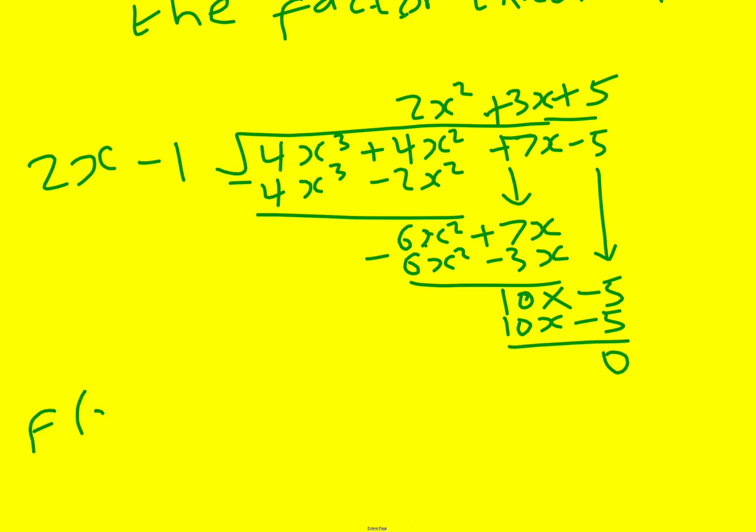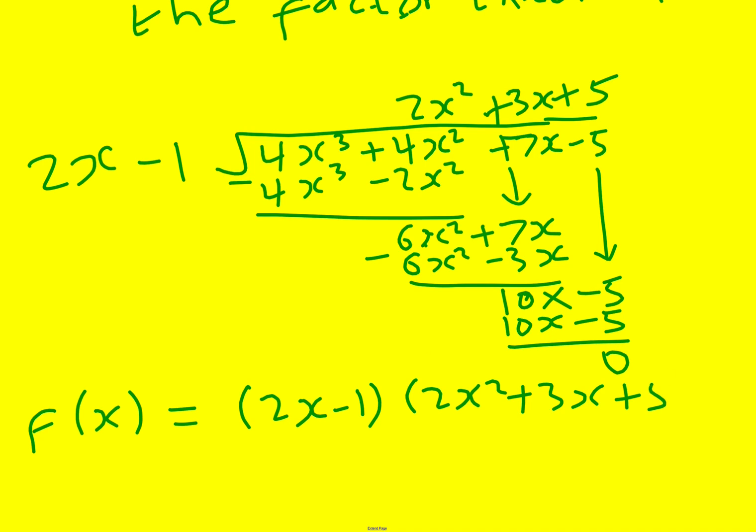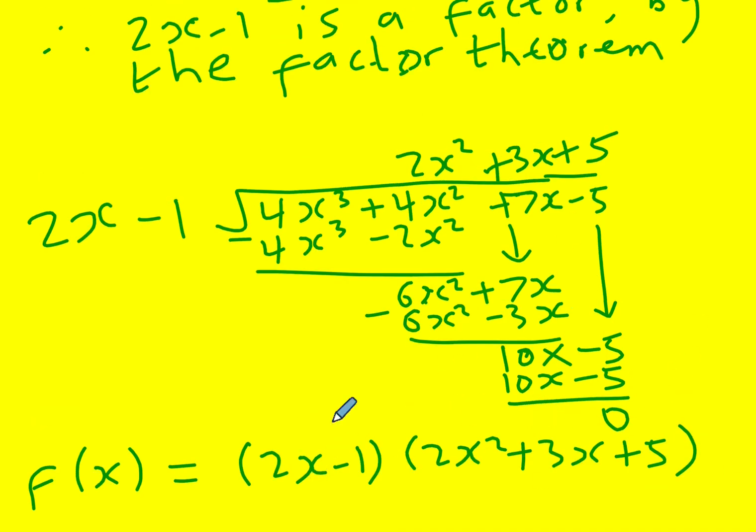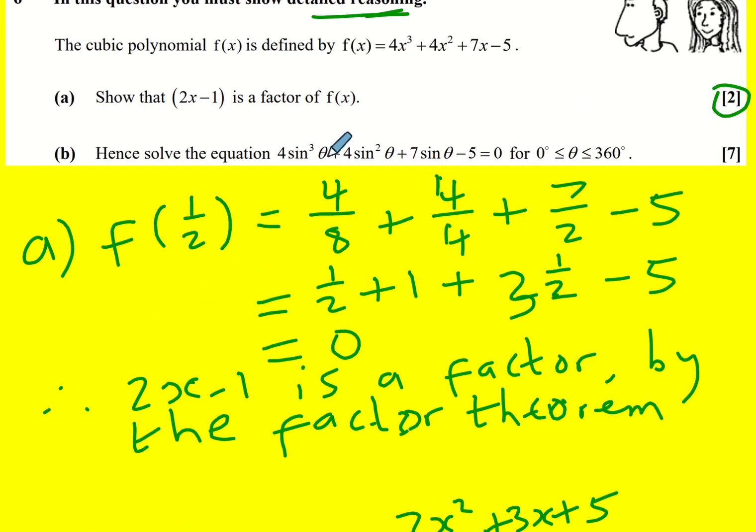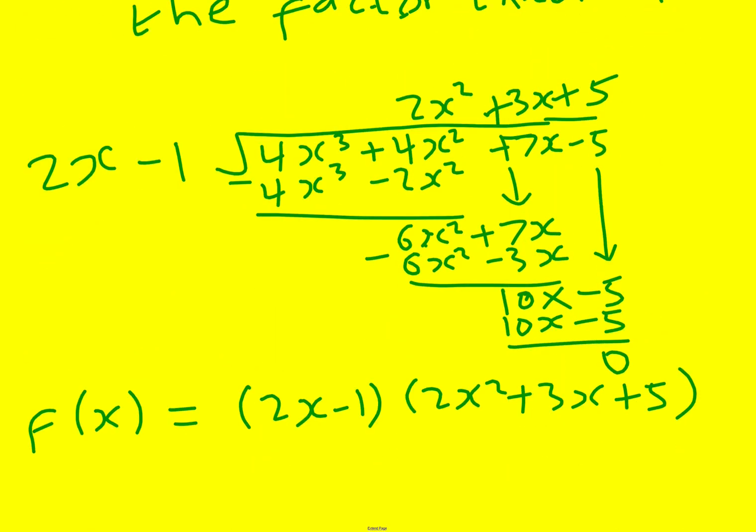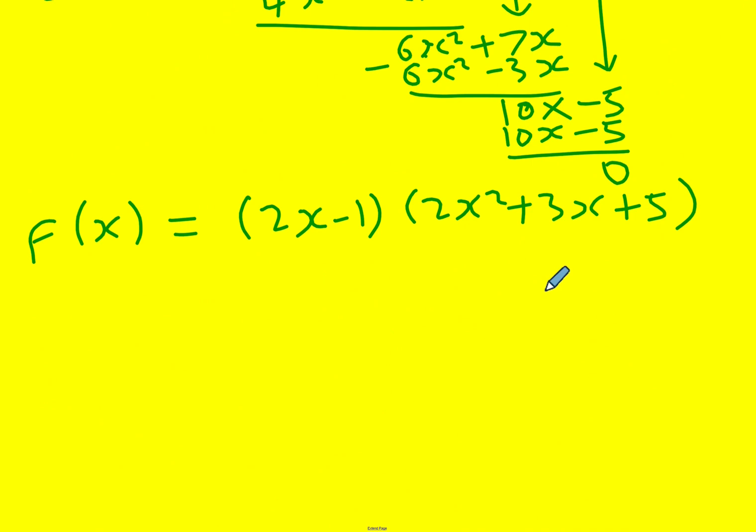So f of x equals 2x minus 1 times 2x squared plus 3x plus 5. And we're going to be solving this thing equal to 0 in a minute, just the fact that x is going to be sine theta. It's probably worth thinking about all the solutions to this.